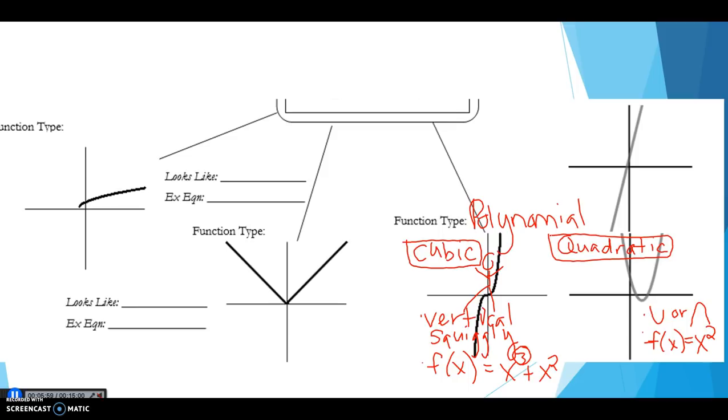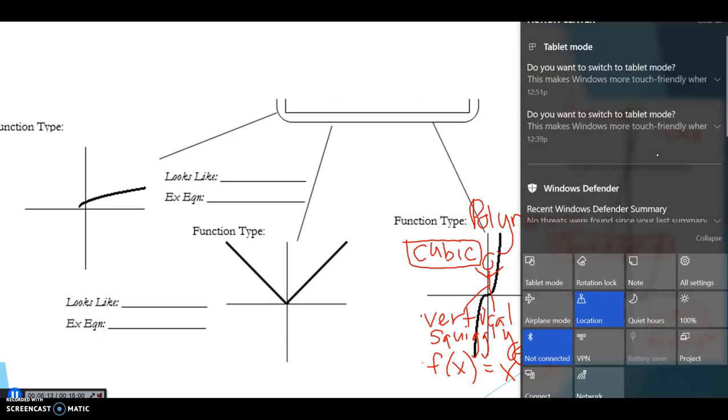This last type of polynomial is a linear. A linear will always look like a line. And cubic has an x cubed. Quadratic has that x squared.